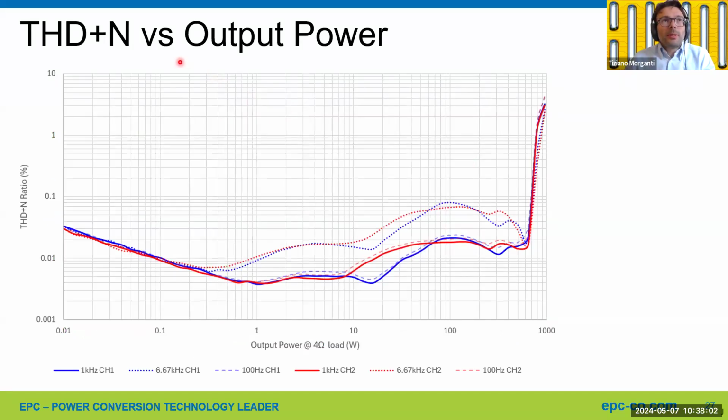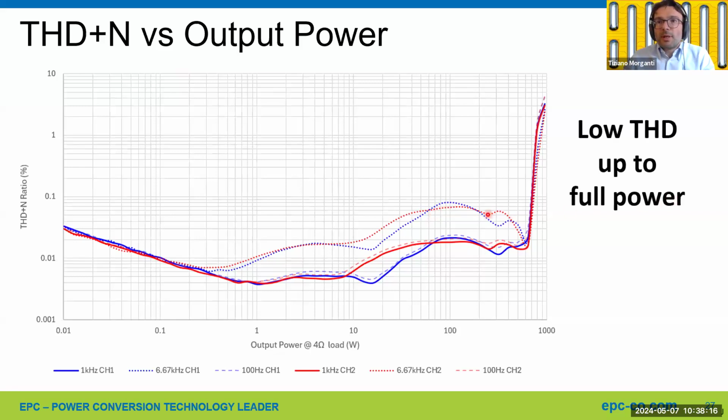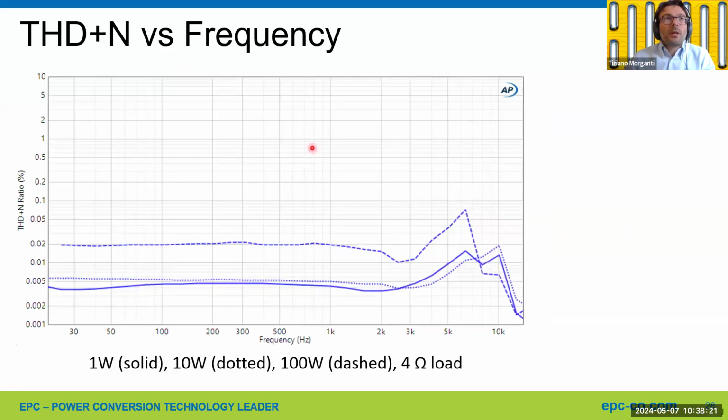This is the THD plus noise versus output power. So you can see at 100 Hertz and 1 kilohertz, it's pretty low. It's rising a little bit at 7 kilohertz, but I would say it's a good result. Then we have THD plus noise versus frequency. So you can see it's not increasing a lot with frequency, so it's pretty flat THD plus noise.